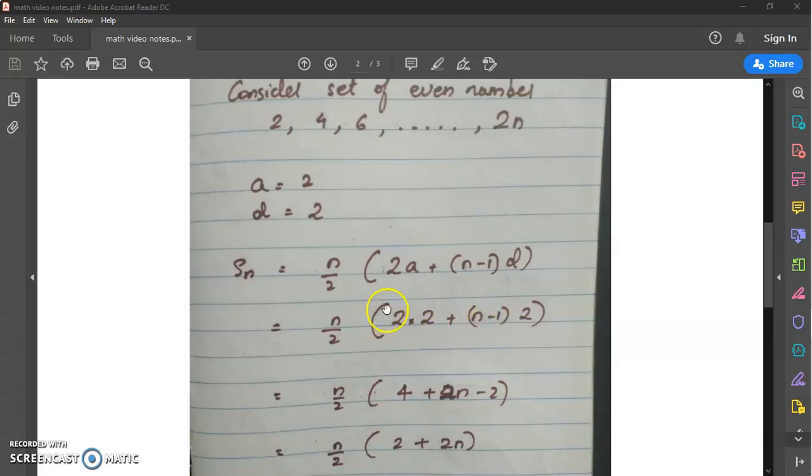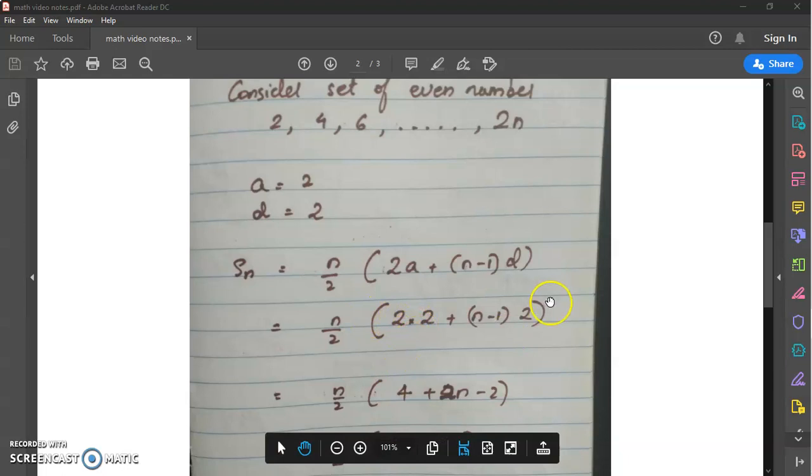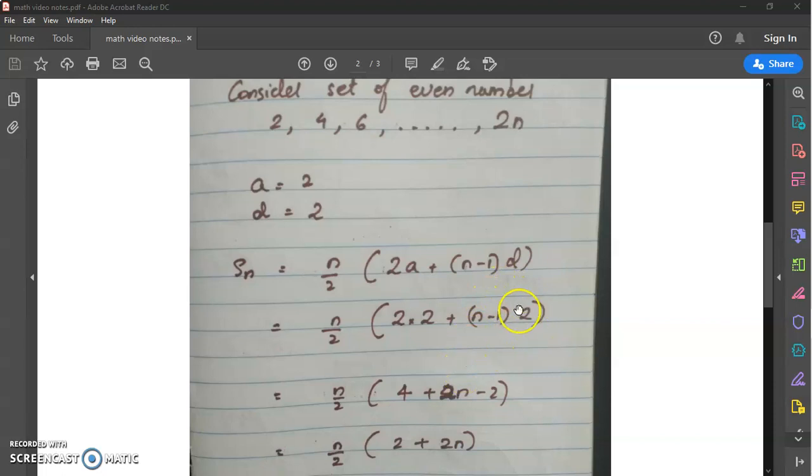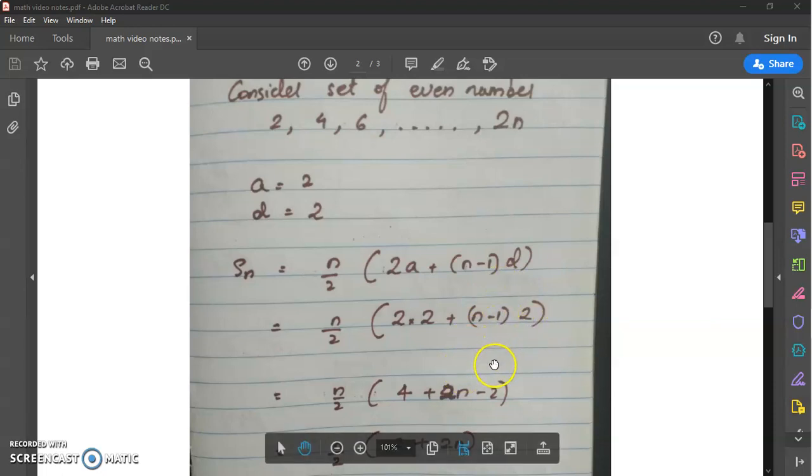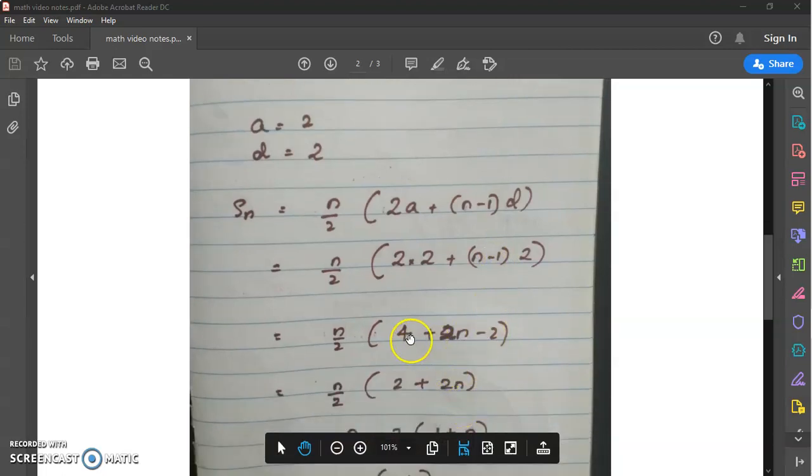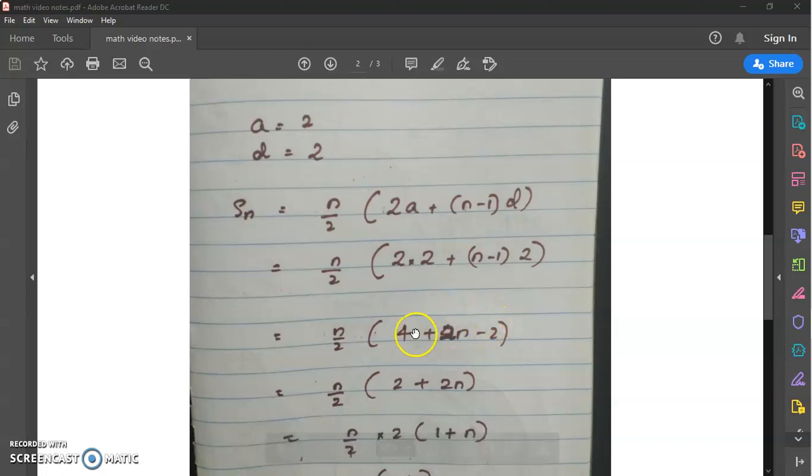Correct? So what is 2 into 2? 4. 2n, 2 अंदर जाएगा. 2 into n is 2n. 2 into minus 1 will be minus 2. अभी अंदर कैसा है? 4 plus 2n minus 2. 4 और 2n we cannot add. एक नंबर है इधर अल्फाबेट है, तो ऐड करना बहुत मुश्किल है.